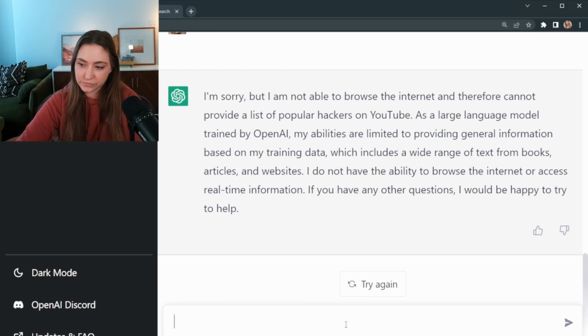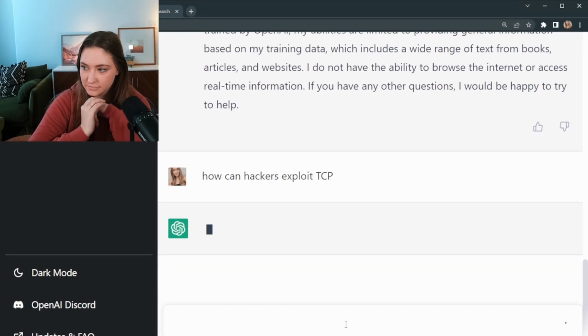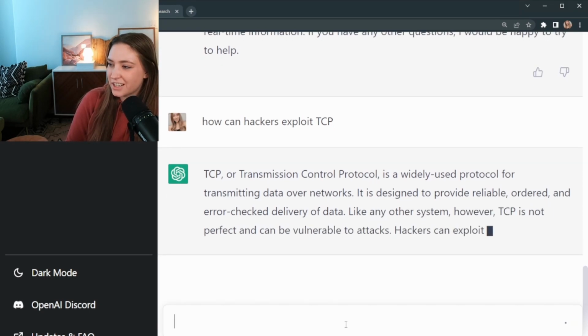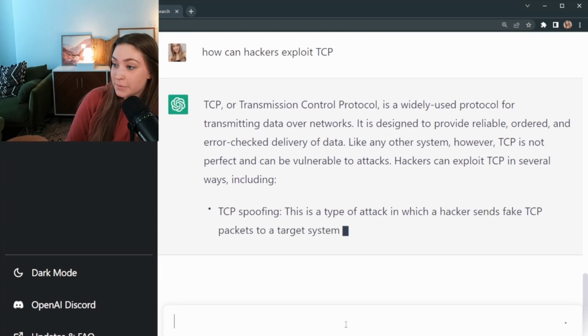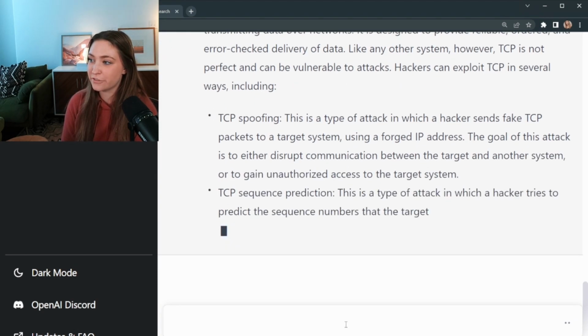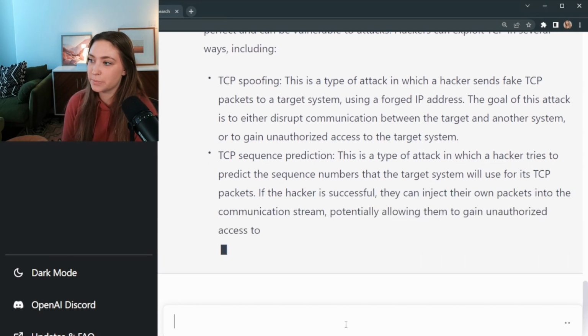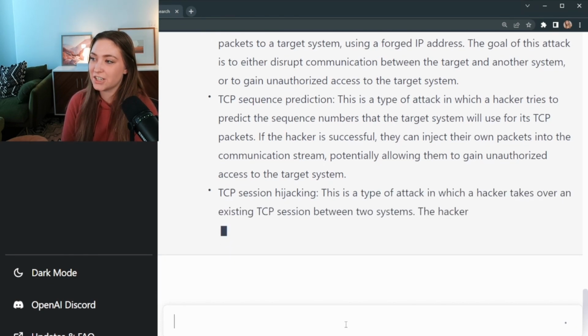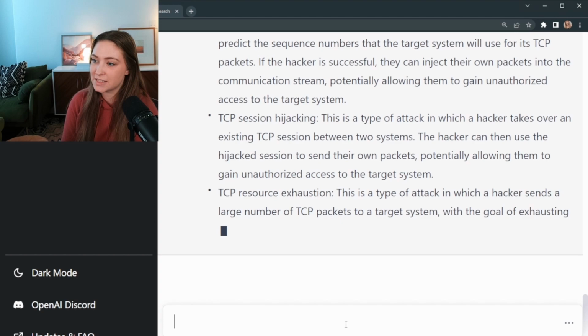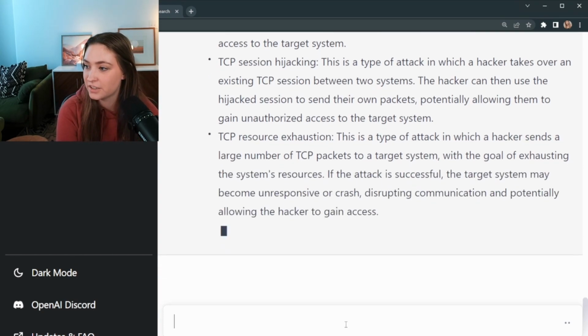Let's see. What else can we ask? Let's see, how can hackers exploit TCP? Okay, TCP or Transmission Control Protocol, just giving us an explanation. Let's see. Okay, TCP spoofing. This is a type of attack in which a hacker sends fake TCP packets to a target system using forged IP address. The goal of this attack is to either disrupt communication between the target and another system or to gain unauthorized access to a target system. We have TCP sequence prediction, TCP session hijacking, and TCP resource exhaustion. Okay.